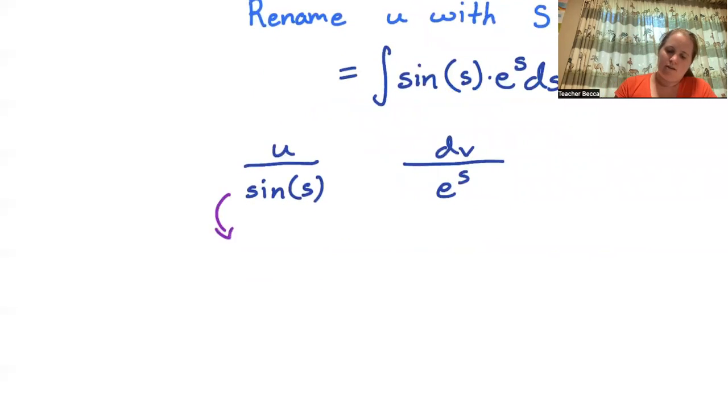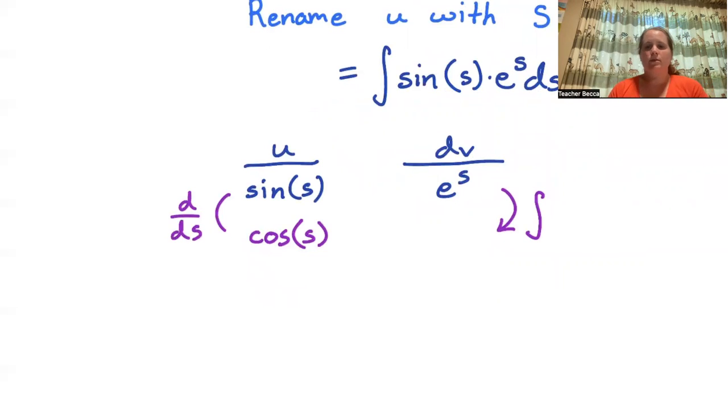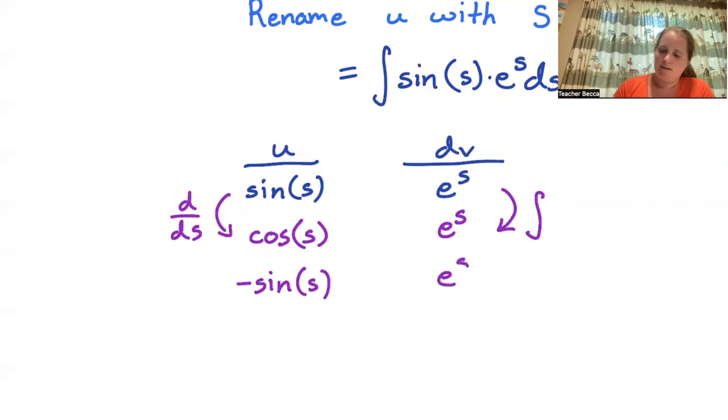We differentiate on the left, integrate on the right. Sorry, these should be derivative with respect to s here. So sine goes to cosine s, e to the s just stays e to the s. Cosine s then would go to a negative sine s. e to the s again goes to e to the s. Our bottom row product matches our top row. This is a cyclical integration problem.